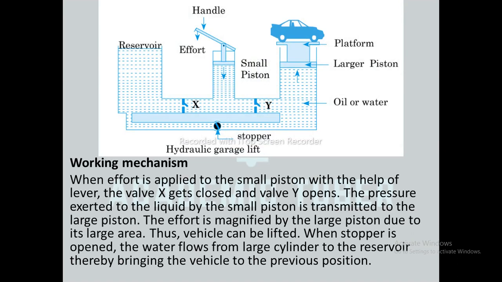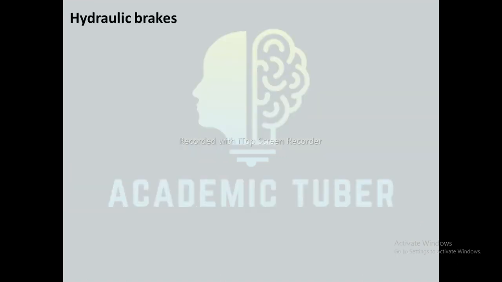When effort is applied to the small piston with the help of a lever, valve X gets closed and valve Y opens. The pressure exerted on the liquid by the small piston is transmitted to the larger piston, and the effort is magnified by the larger piston due to its large area. Thus, vehicles can be lifted. When a stopper is opened, the water flows from the large cylinder to the reservoir, thereby bringing the vehicle to its previous position. Next one is the hydraulic brake.